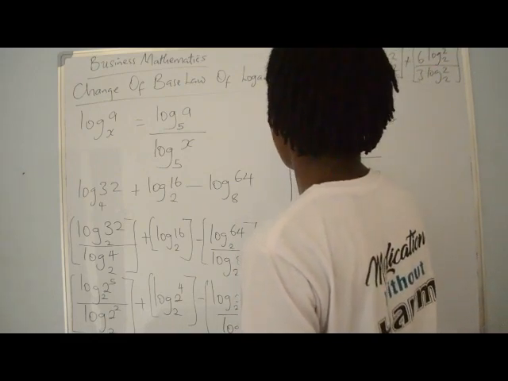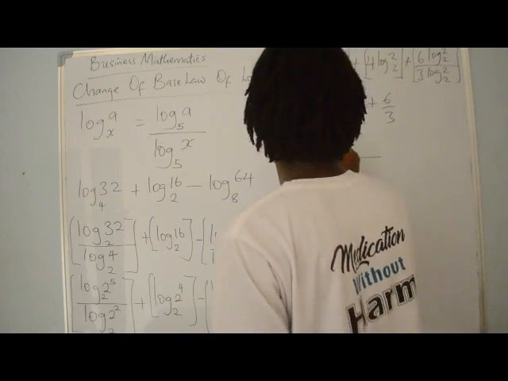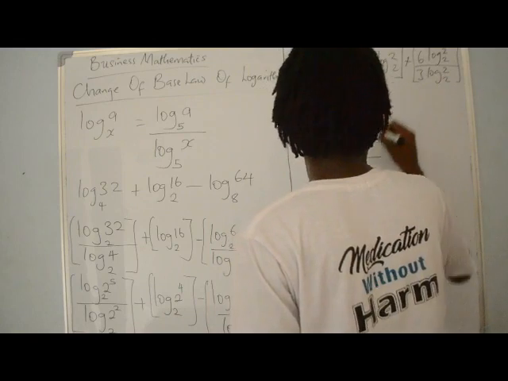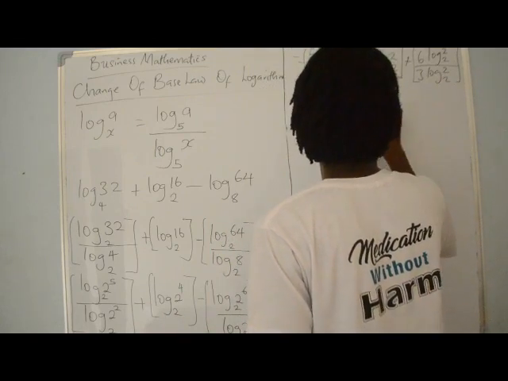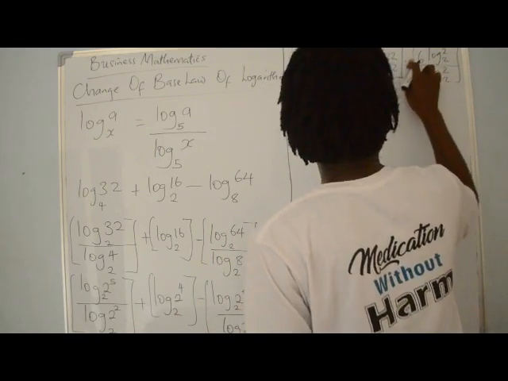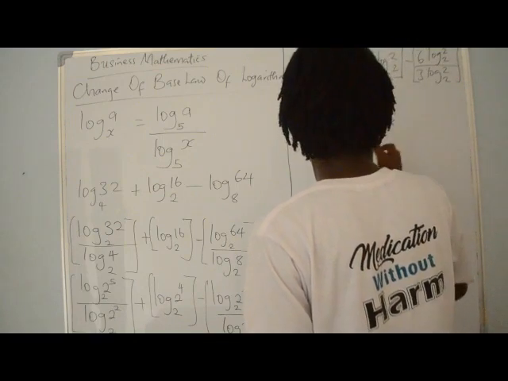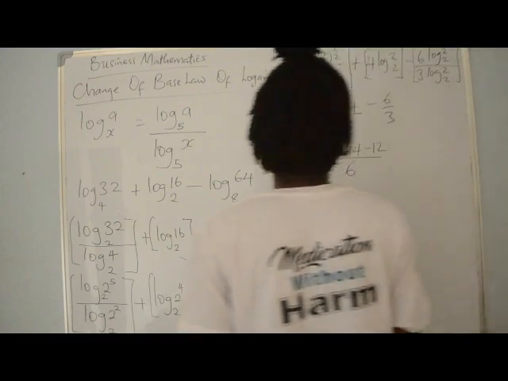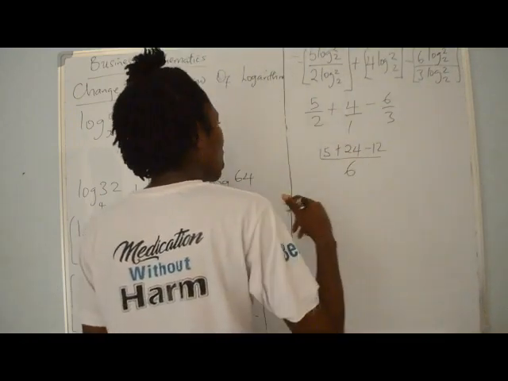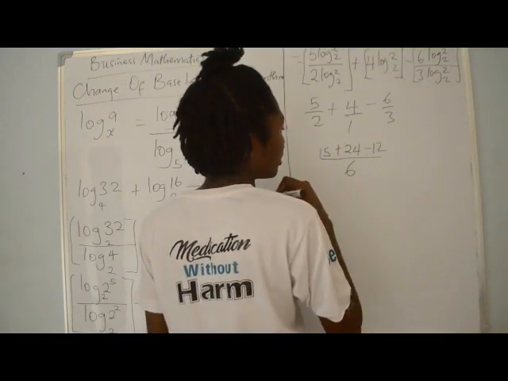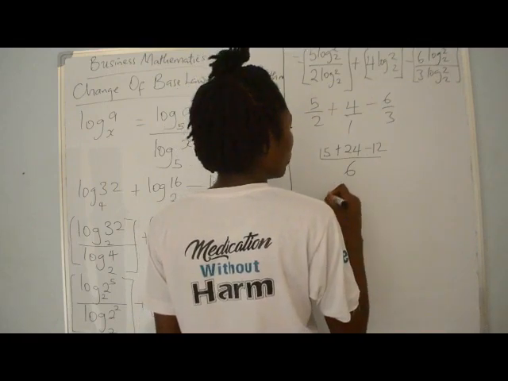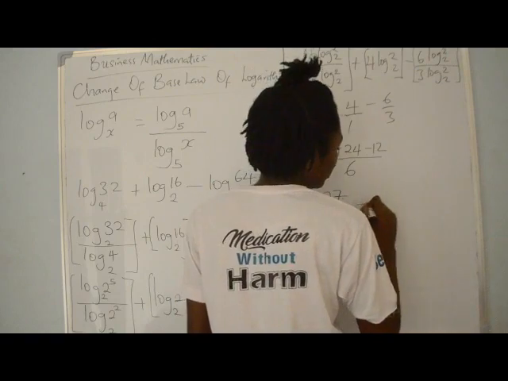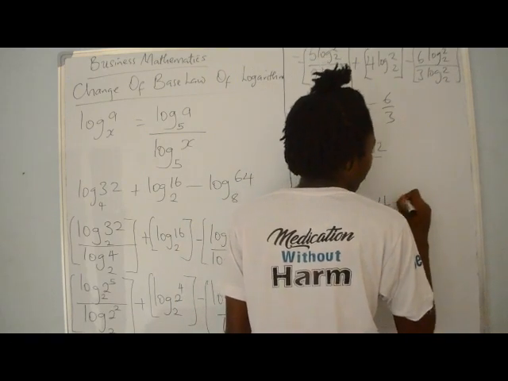6 divided by 2 gives us 3, and we have 15, we have 24, and then we have 12. Sorry, minus, the last one is a minus. Alright, and then we have minus 12. So we have 15 plus 24, that will be giving us 39. 39 minus 12 will be giving us 27 over 6. And this will be giving us 4.5.